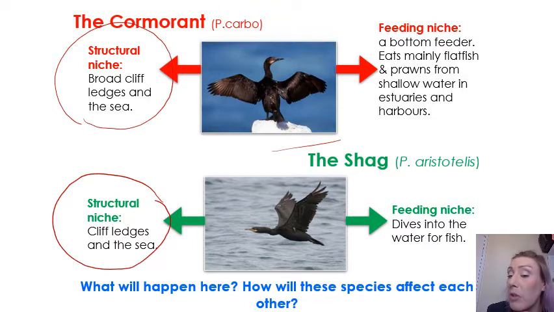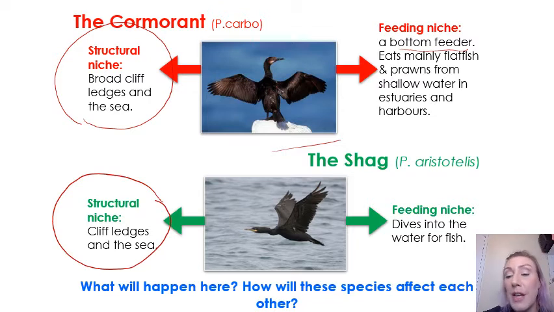So we might at first, if we just consider where they live, their habitats, think there's some overlap in their habitats. Okay, but niche is more than where the organism just lives. So if you go back to that definition, it describes where it lives and what it does, its role. And that includes what it eats and where it eats and when it eats. Okay, so let's compare the feeding part of the niche of these two organisms. Okay, so the first seabird is a bottom feeder. So it eats mainly flatfish and prawns in the shallow water, the estuaries and the harbours. Whereas the second bird dives into the water for fish.